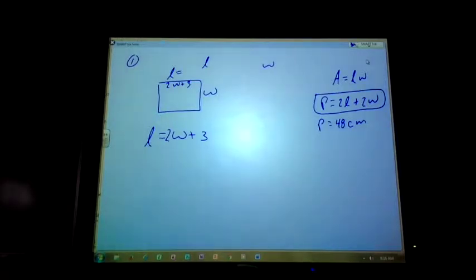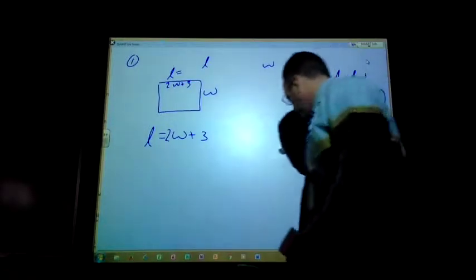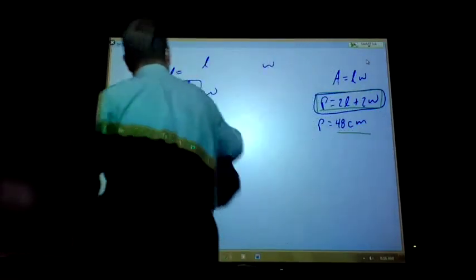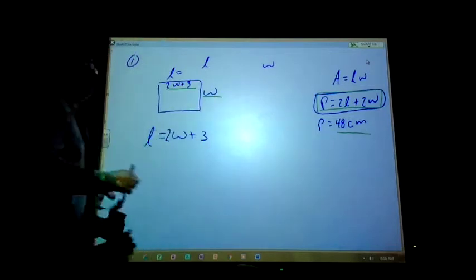So I know that my perimeter is 48, and I found the relationship that length is 2w plus 3, and the width, I'm just going to keep w. Is there a way that I could utilize this equation here with this information here, and that information there? What do you think?